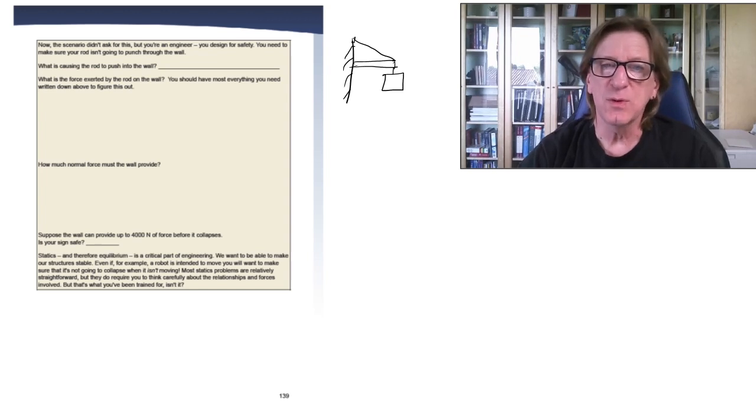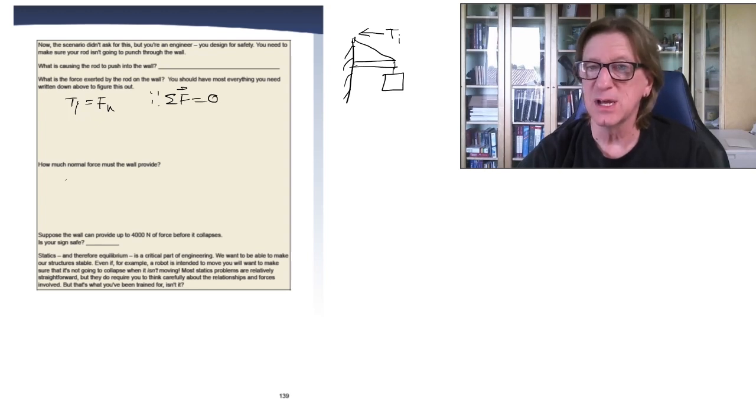So when we're looking at the horizontal direction, what is causing the rod to push into the wall? What's causing the rod to go this way? Well, that's going to be Ti, right? The horizontal component of the tension force is pushing that rod into the wall. Well, the force exerted by the rod on the wall is simply going to be Ti. And we know that that must be equal to the normal force. Let's remind ourselves why that's true. This is in the I hat direction. This is in equilibrium because it's not crashing through the wall.